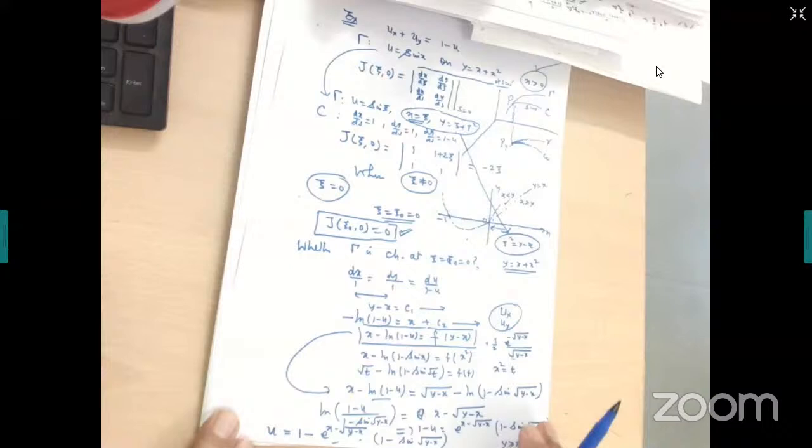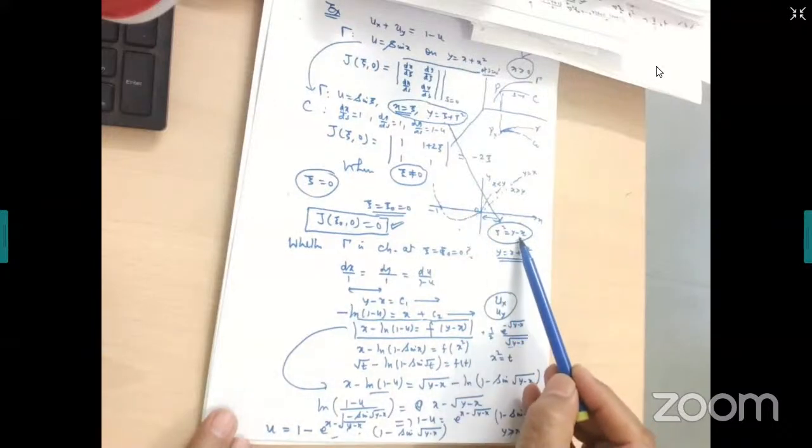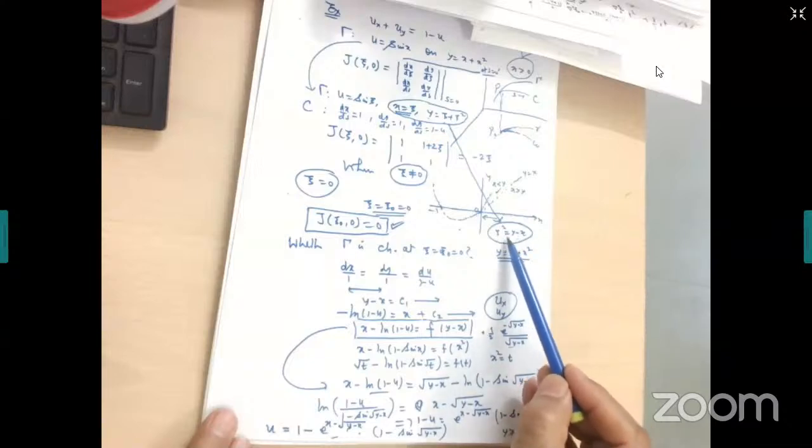Xi square is your y minus x. Am I right? Yes, sir. So when xi goes to 0, it means y approaches x. Is that right?